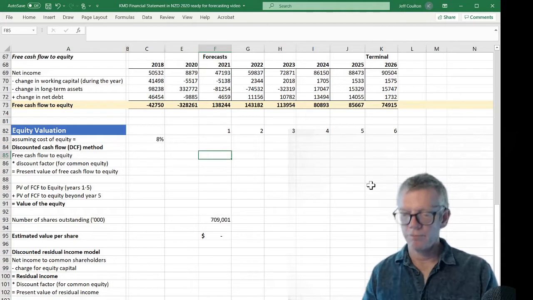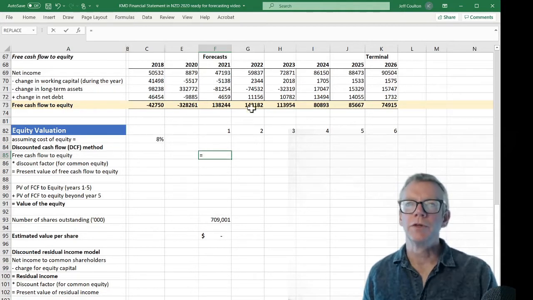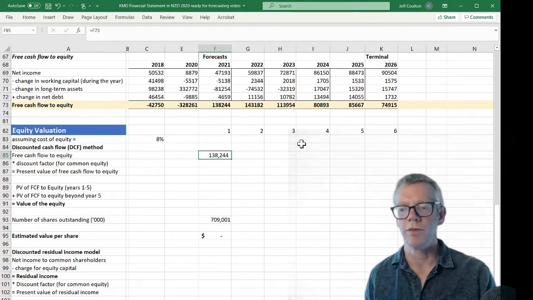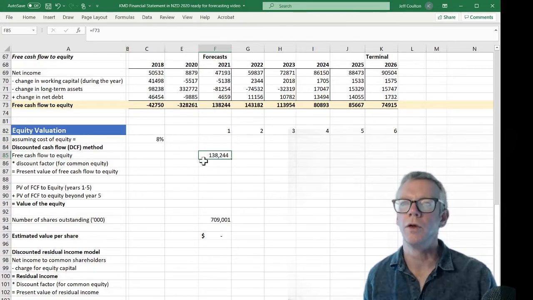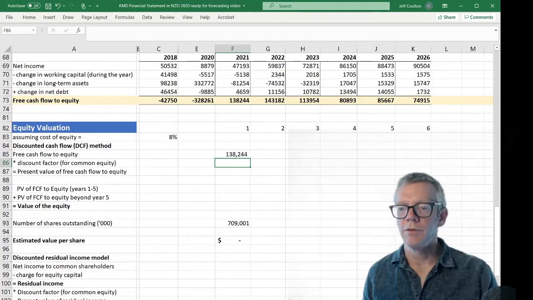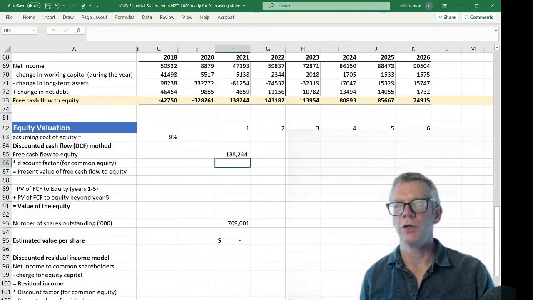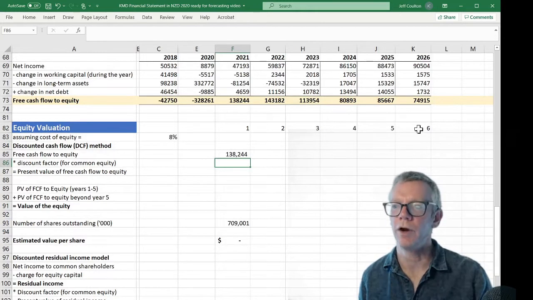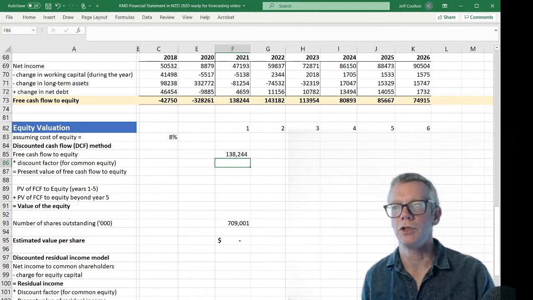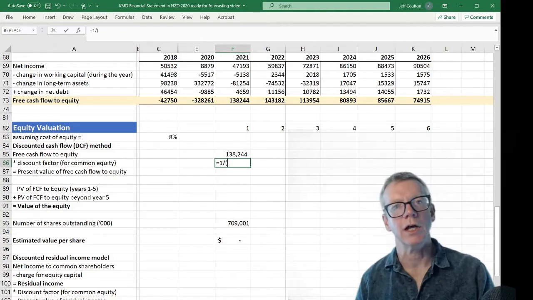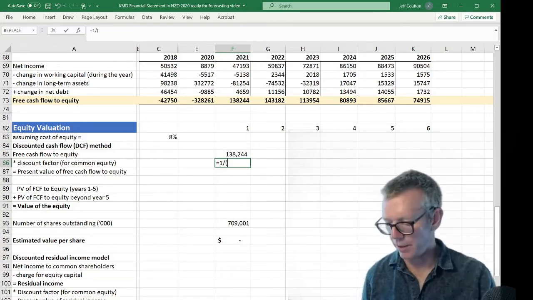Okay, first up, free cash flow 2021 is the number that I've just calculated, 138,224. The discount factor that I'm going to use, this is year one. This is why I've got the 1, 2, 3, 4, 5, 6 up above here, because I'm going to use that in my discount formula. Equals 1 divided by 1 plus r to the power of n.